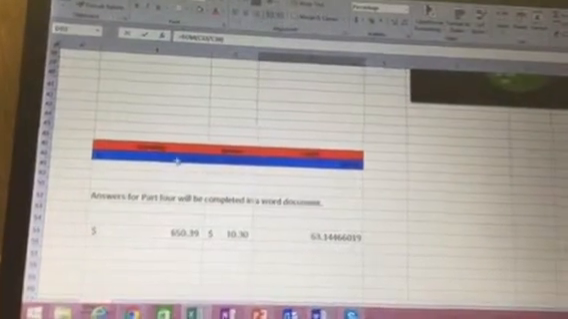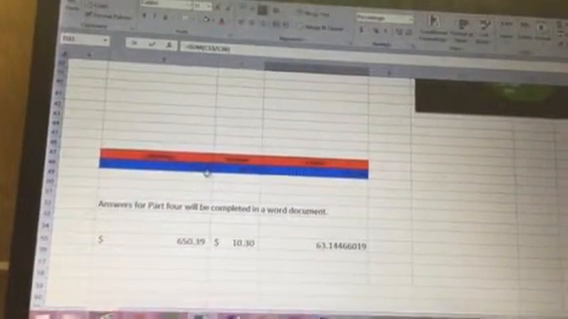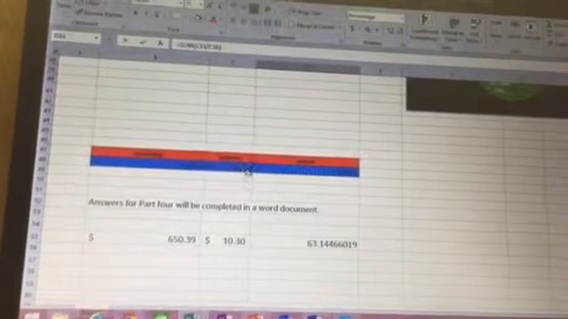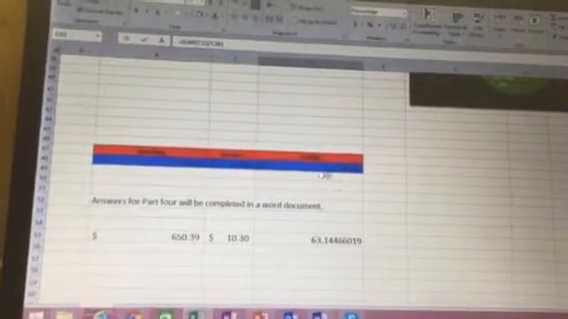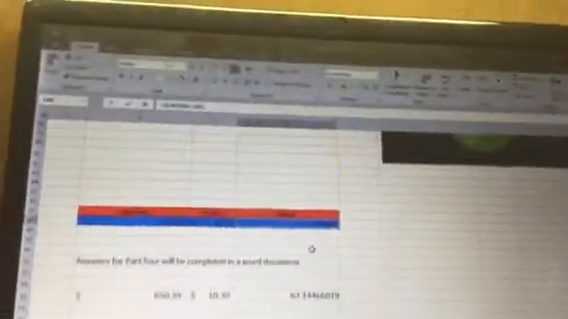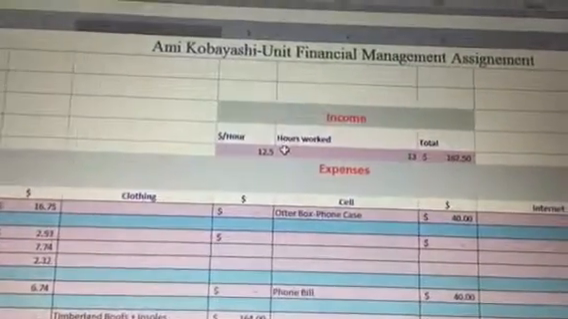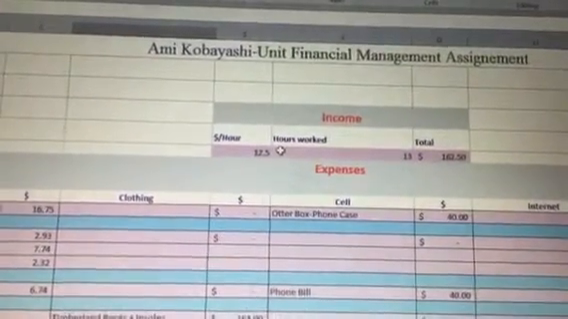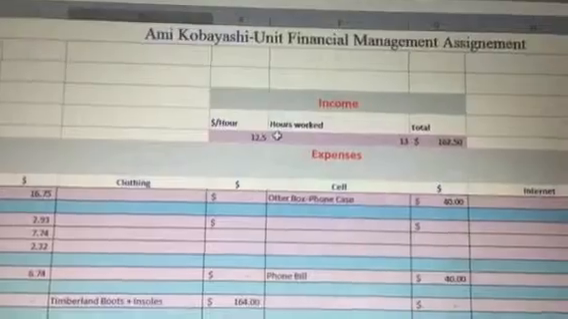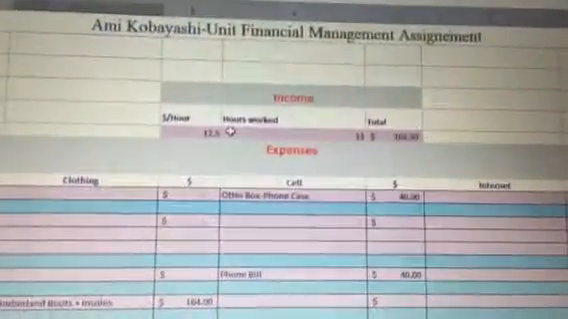So I spent $650.39, and my income is $162.50. My deficit, that's subtracted by that, which you can see up in the formula bar over there, is $487.89. Sorry, I should have done this at the beginning, but I worked 12.5 hours this week. Excuse me, I make $12.5 an hour, worked 13 hours, my total was $162.50.